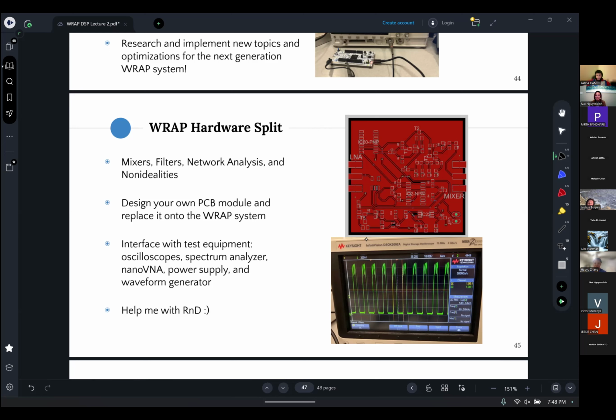With that, you'll get experience interfacing with the test equipment, such as the oscilloscopes and spectrum analyzers. I will work with you to learn more about how to use those things, especially the nano VNA: how to calibrate it, how to use it, how to get information out of it. TLDR, you'll interface with test equipment. You'll learn how to design your own PCB. You'll troubleshoot, and hopefully you'll have a working module that you can test on our current system.